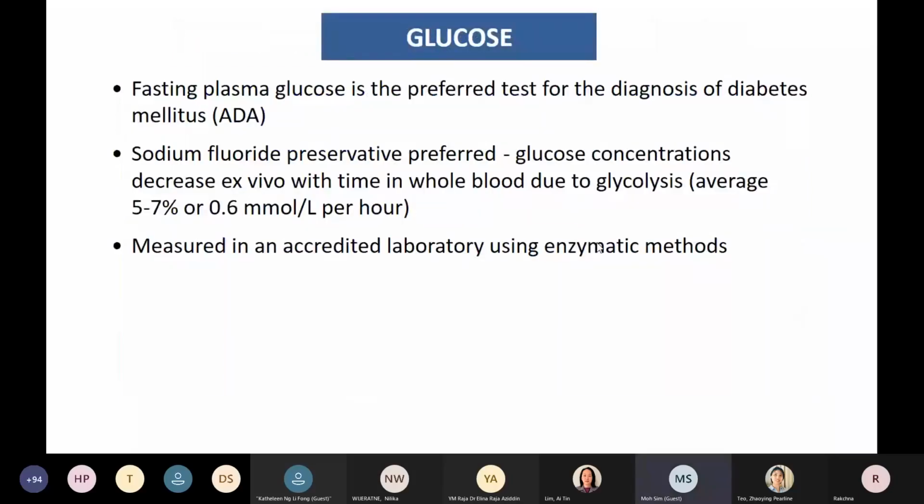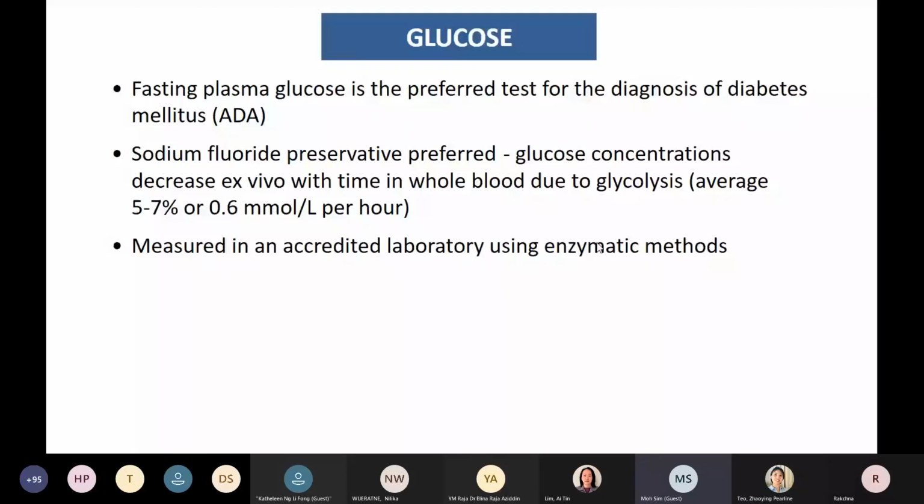Fasting plasma glucose is the preferred test for the diagnosis of diabetes. When collecting specimens, sodium fluoride preservative is preferred, and that is really to mitigate the fall in glucose concentrations due to glycolysis if there is going to be an extended time between collection and analysis. The average fall per hour due to glycolysis is between 5 to 7% or 0.6 millimoles per liter.